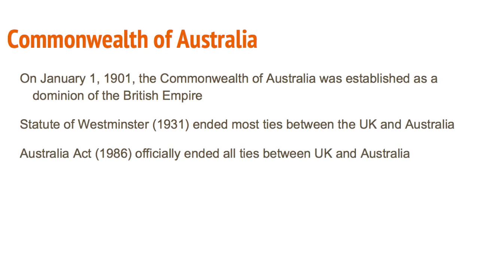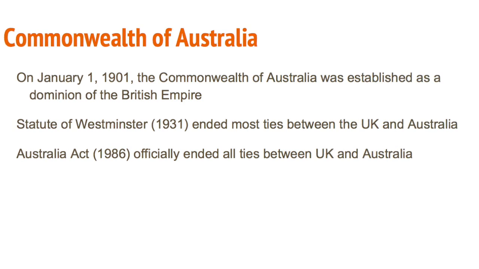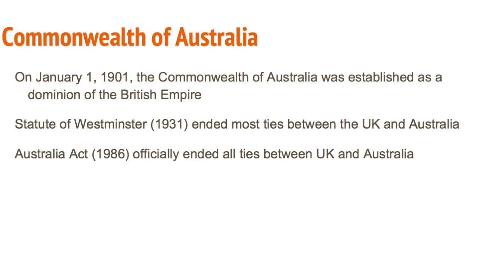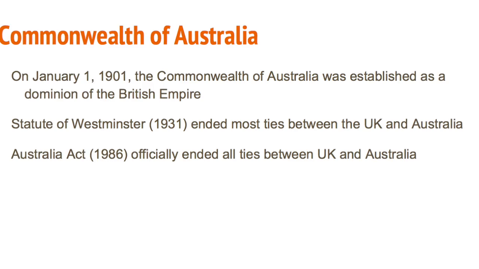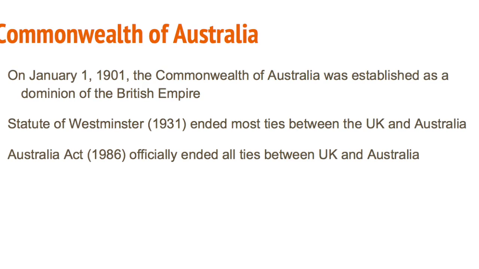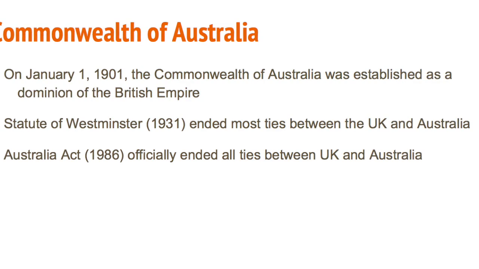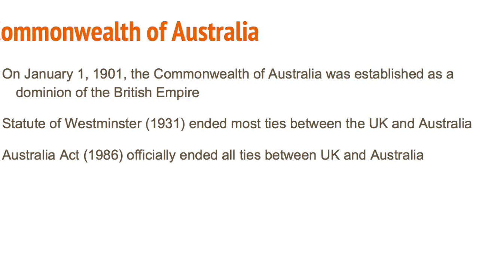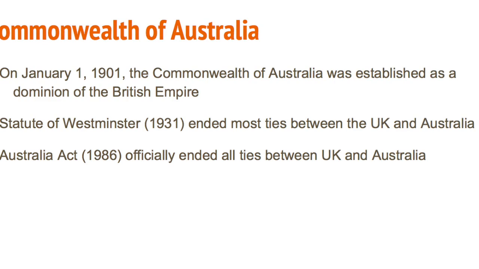Due to a strong disconnect from the British Empire and for other financial reasons, Australia wished to leave. However, they weren't totally separate from England. They still had a lot of ties there. And it wasn't until 1986 that they officially ended all ties between the UK and Australia. This is known as the Australia Act of 1986.